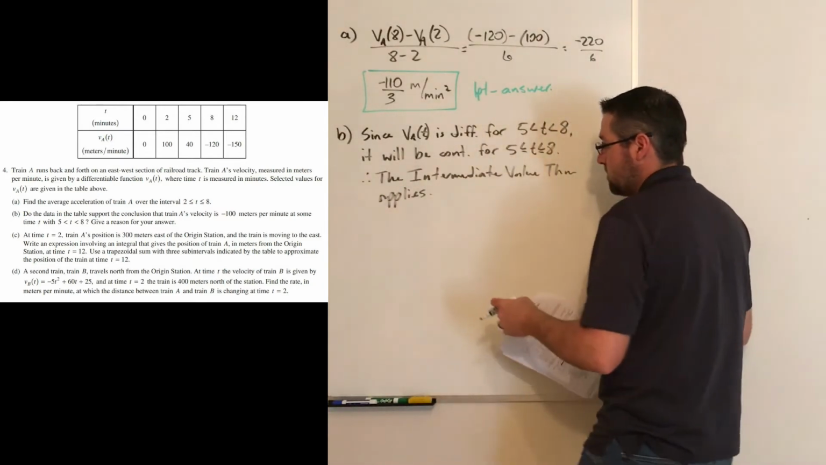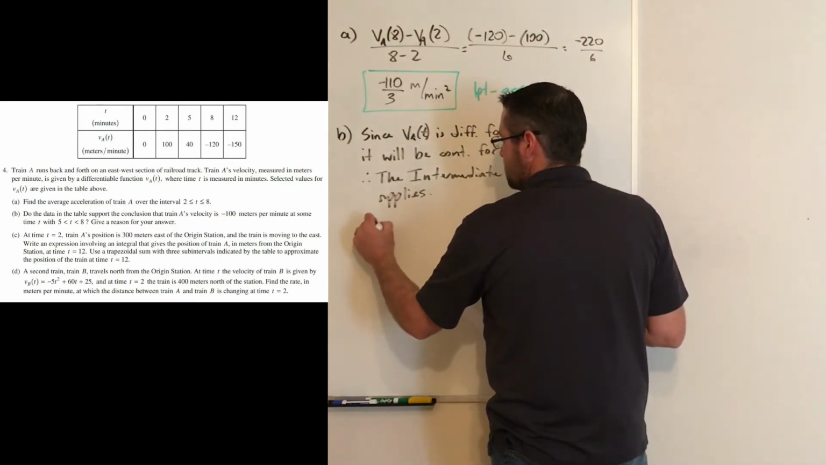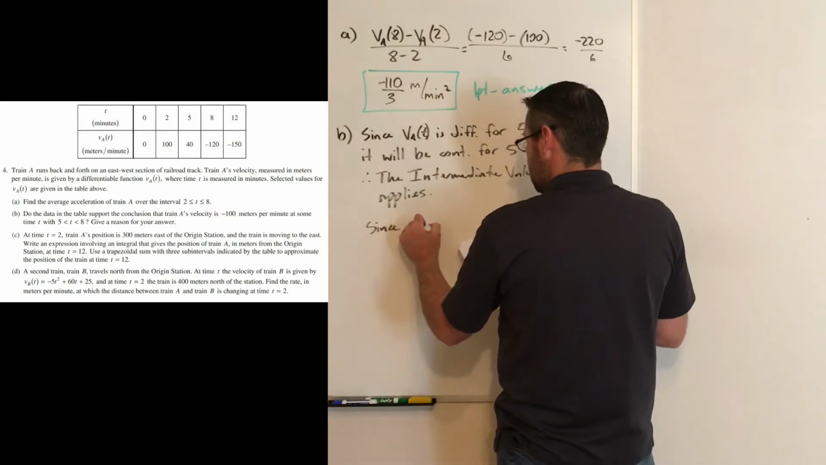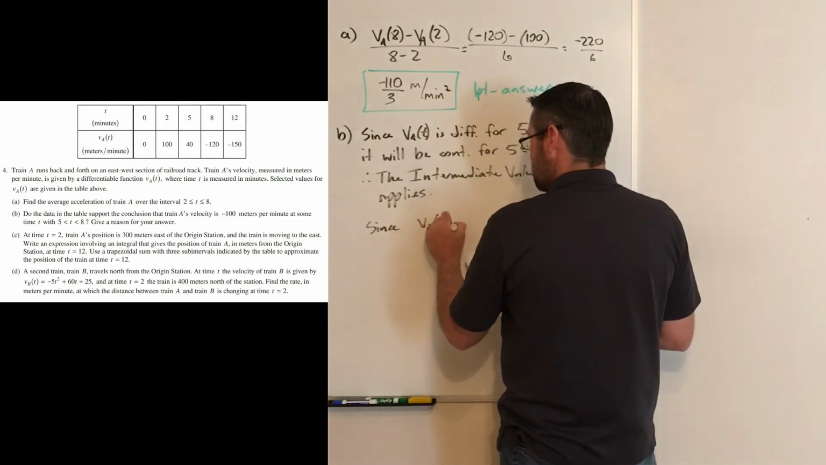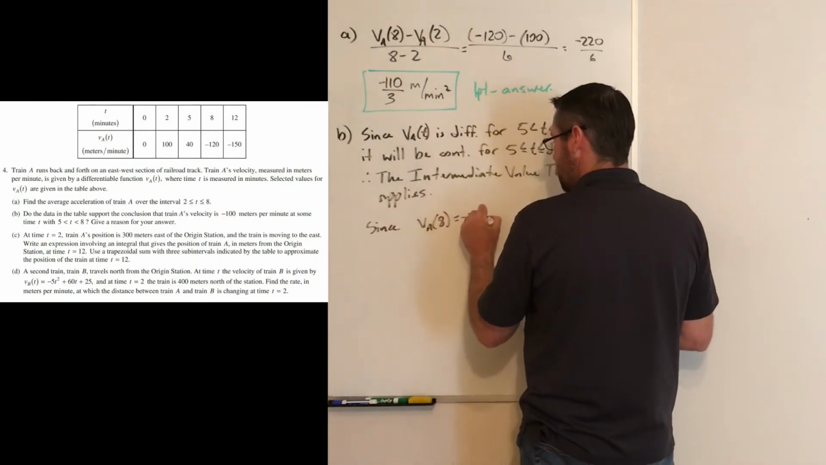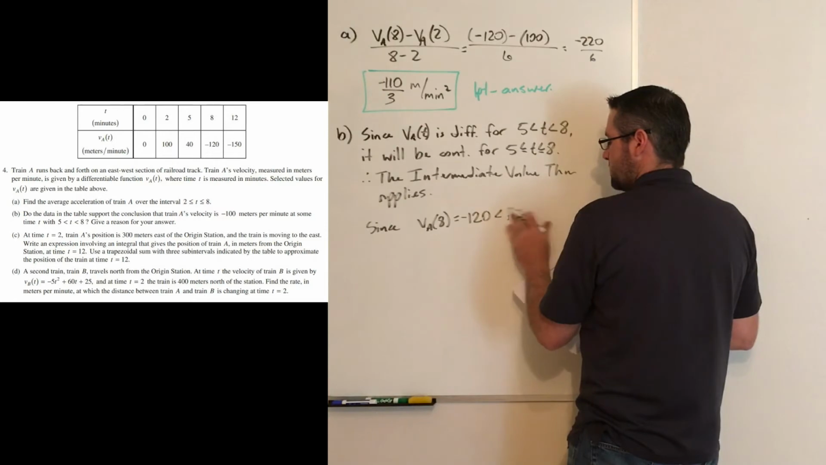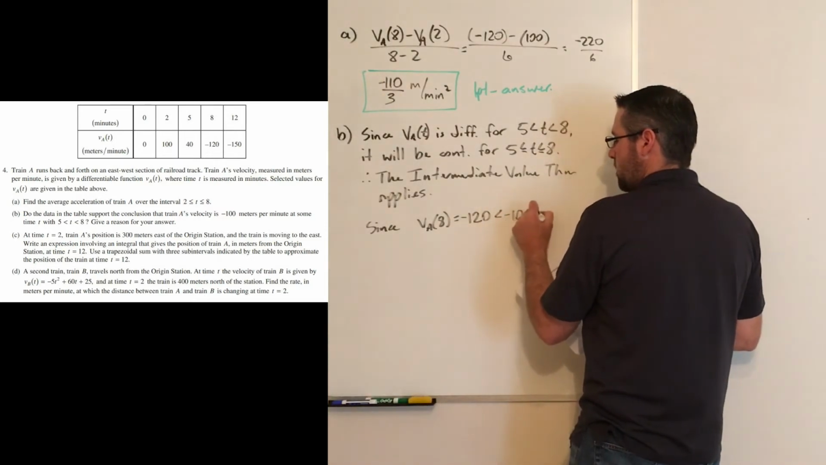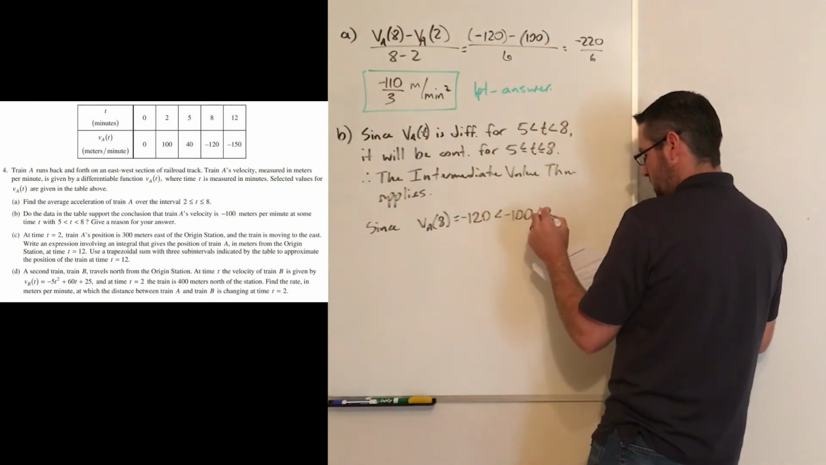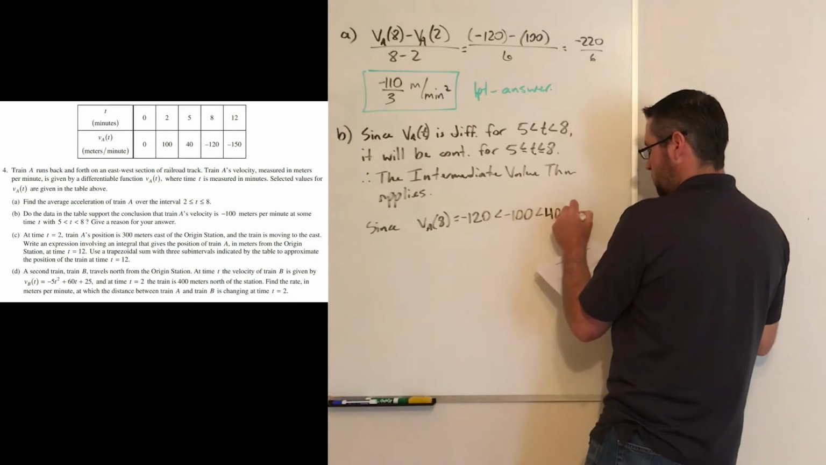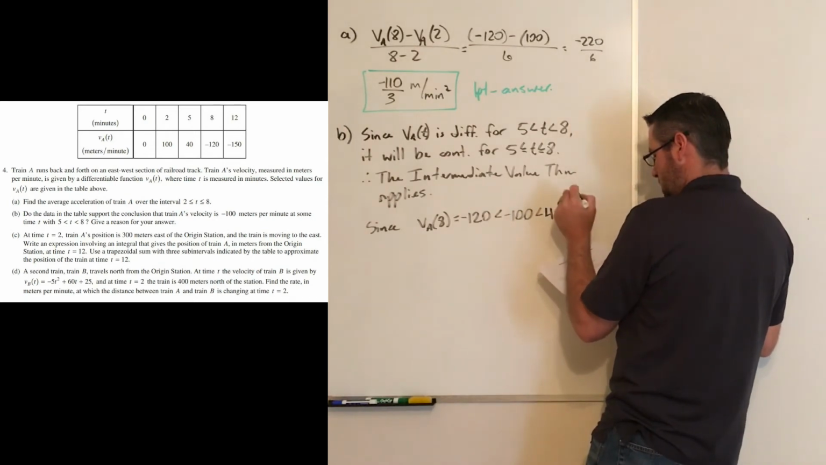And so we could say something like this. Since V sub A of 8, which equals negative 120, is less than negative 100, which is less than, let's see here, we're looking at 5. So for 5, less than 40, which is equal to V sub A of 5.